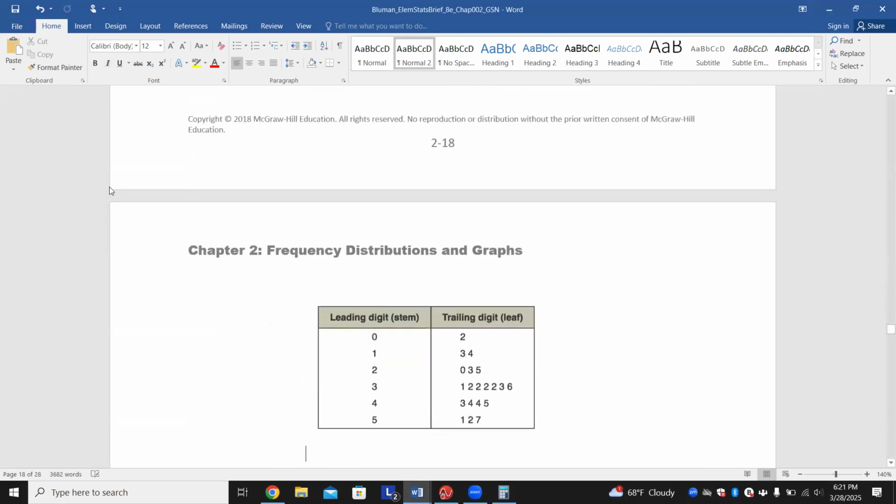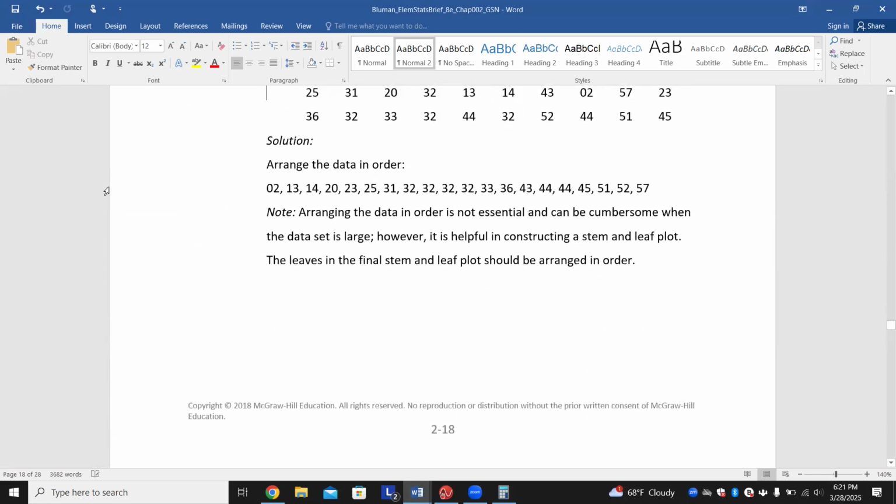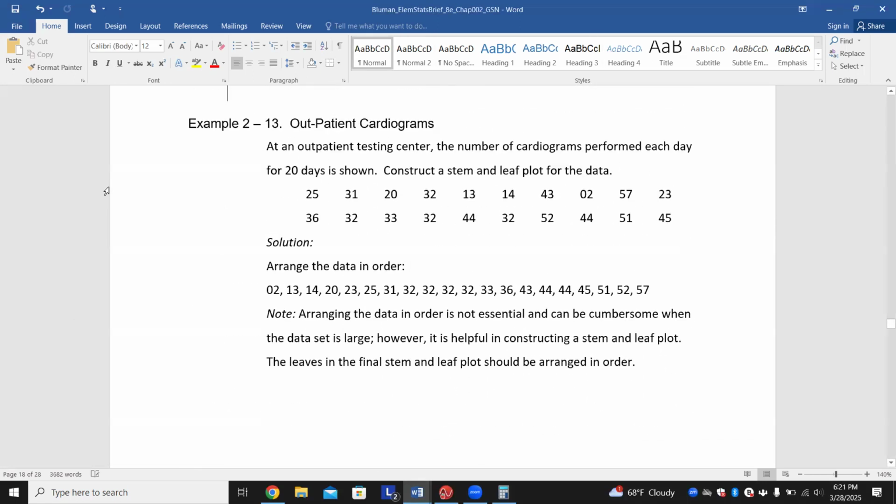So in example 13, we're looking at an outpatient cardiogram. At an outpatient testing center, the number of cardiograms performed each day for 20 days is shown. We're going to construct a stem and leaf plot for the data. So again, we're going to arrange the data in order. So they went from 0 all the way to 57, least to greatest.